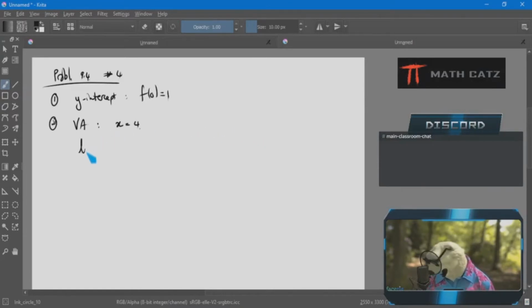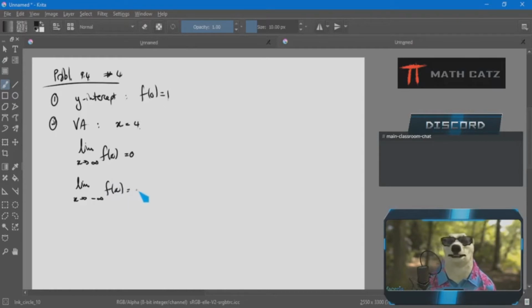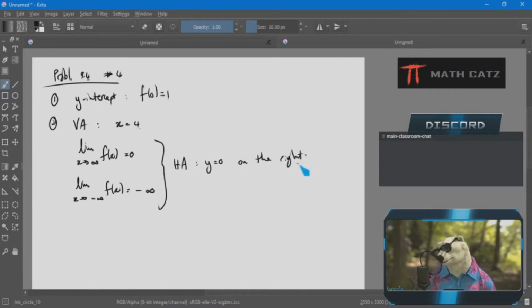Then we have our limits. Far to the right is a 0. Far to the left, I am just copying it down because I don't like to write on the PDF. It never looks as good. So this then tells me I have a horizontal asymptote y equal to 0 on the right only. So, there's a fair bit of information here. So let's get a graph going.